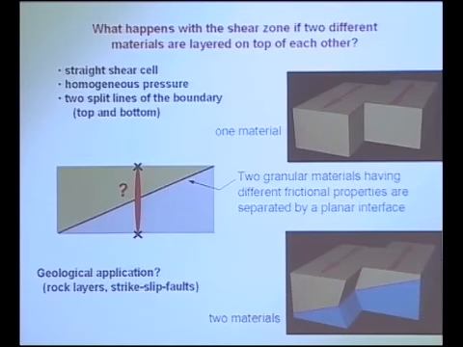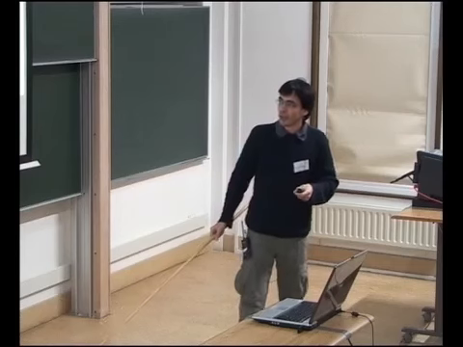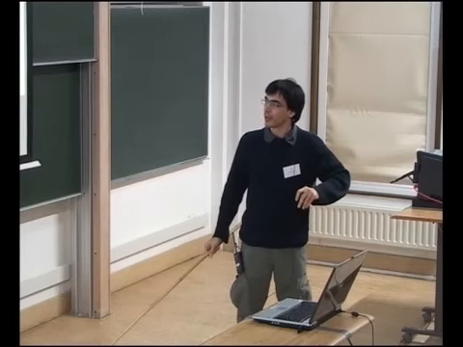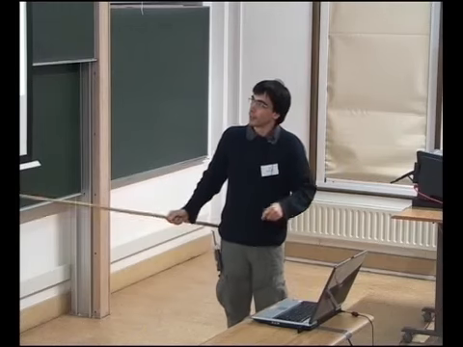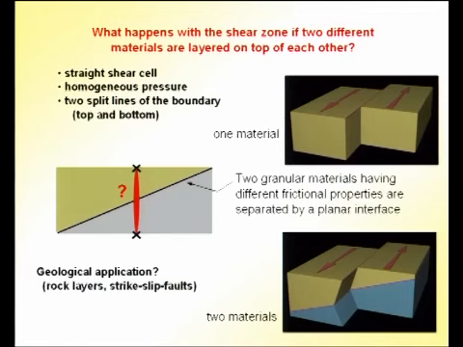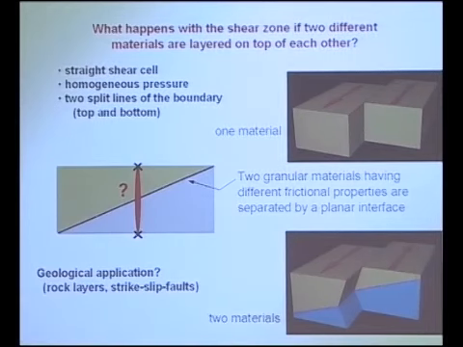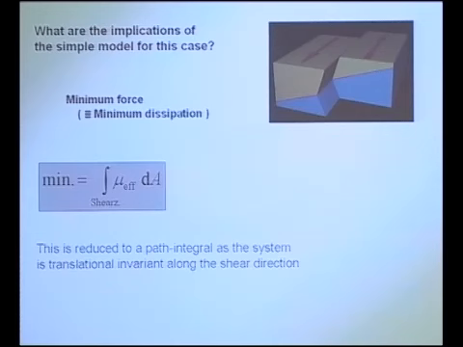This is what I expect, this refraction effect. We will come to that. There are possible geological applications as well. In nature, you have rock layers, different rock layers deposited on top of each other. The shear zone itself could be the geological fault, and this direction of the shearing parallel with the layer is called, I think, strike-slip fault. So maybe there are some applications in the geology. I don't know any specific example though.